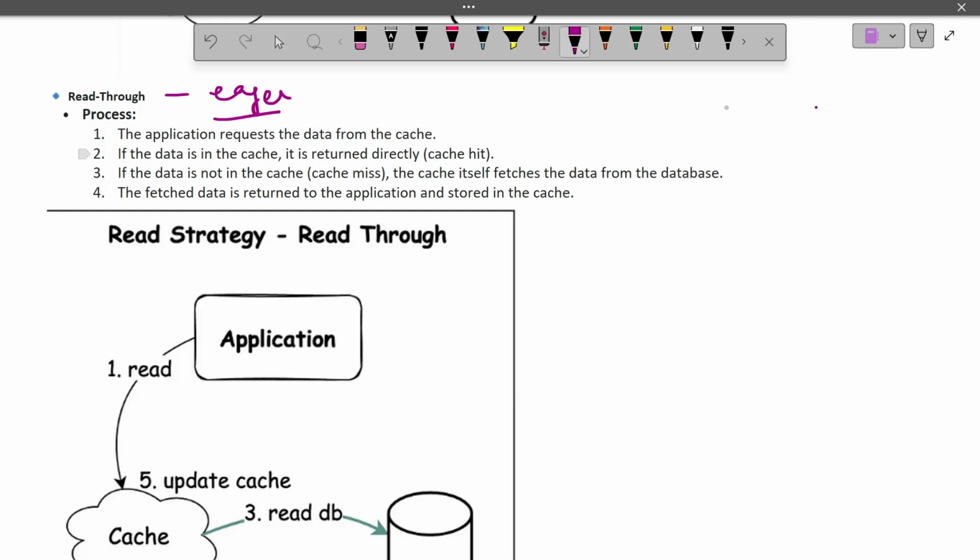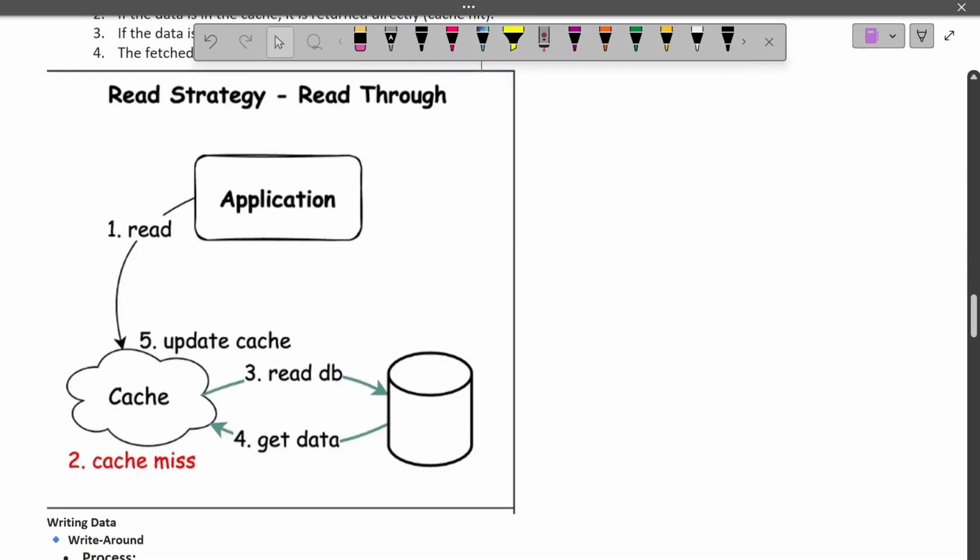So that is why, like it is mentioned, if the data is not in the cache, the cache will itself fetch the data, keep it ready in the cache, and the fetched data will be returned to the application and stored. So this is the read through cache.